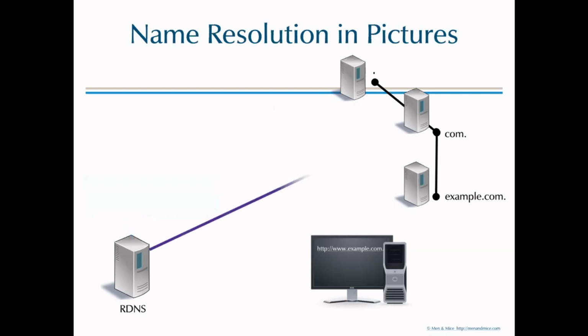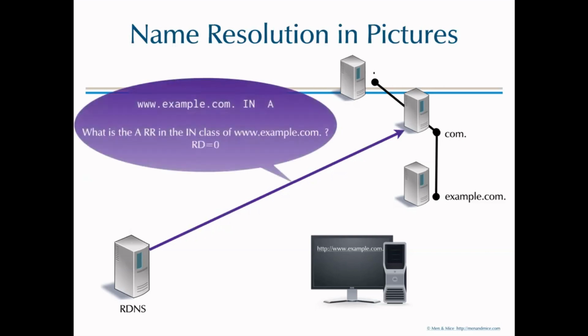chooses one of them, and he sends the same exact query that he sent to the root server again, an iterative query, RD equals 0, recursion is not desired. He sends it again to one of the 13 com servers. 13 com servers, what happens here?